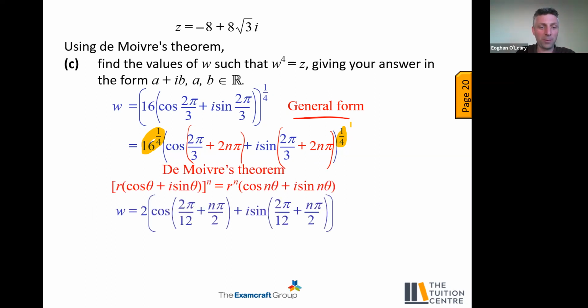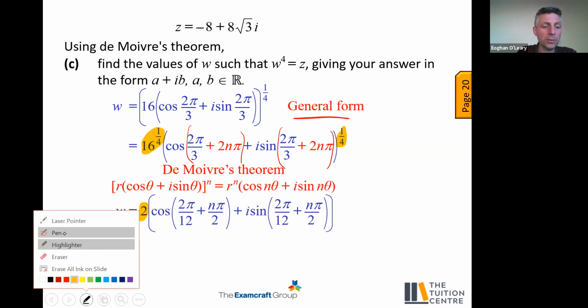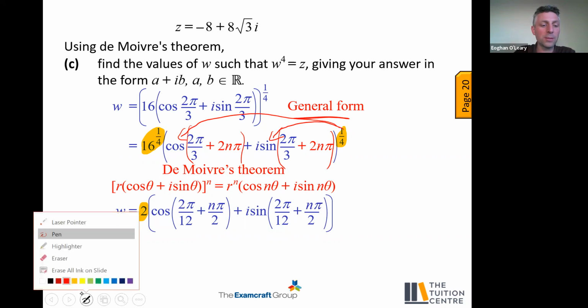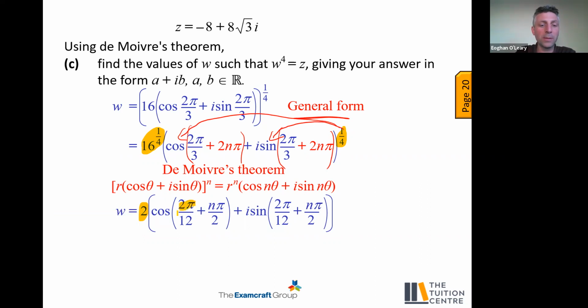So I'm going to have, okay, my 16 to the power of 1/4 is going to be 2. And when I multiply the argument by 1/4, 1/4 times 2 pi over 3 will give me 2 pi over 12. 1/4 times my 2n pi will give me n pi over 2.